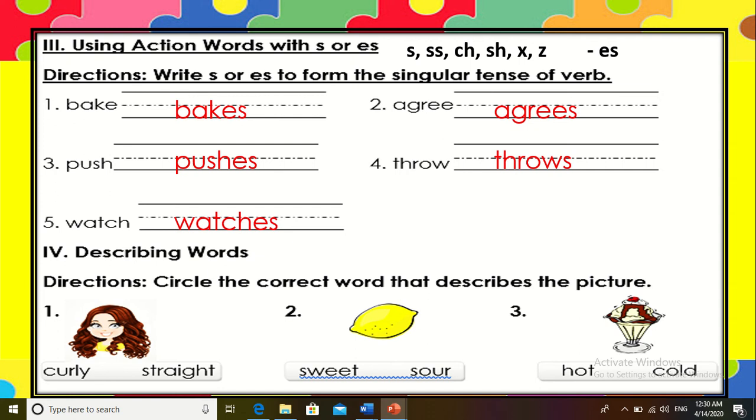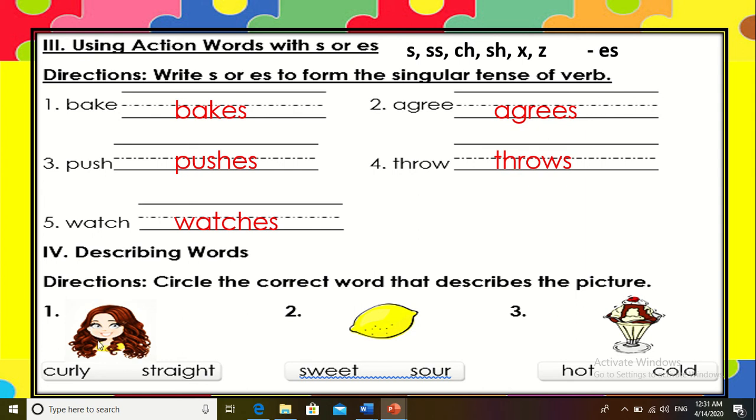Very good. In test 4 or part 4, describing words. Describing words are also known as adjectives. Do you still remember that, KGs? On how you describe a noun or a pronoun. That is an adjective. Directions: circle the correct word that describes the picture.